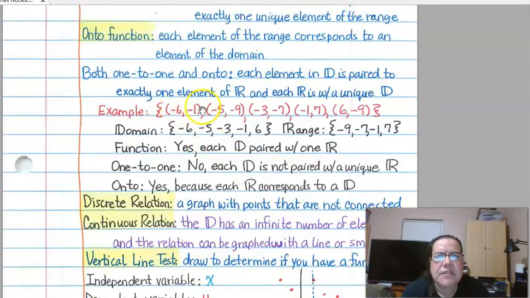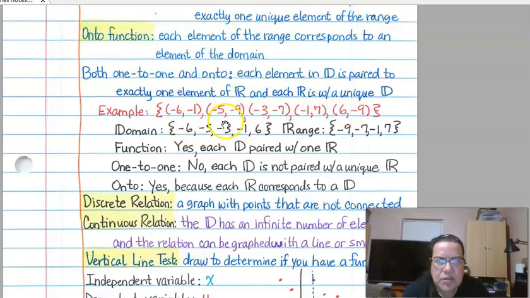Let's say we have these points, and you're trying to determine if these are functions, are they one-to-one, are they onto, etc. All right, so first of all, we need to study the domain and the range to see what we have. The domain is x, so the domain is all these first numbers here. I wrote them here as a set: -6, -5, -3, -1, and 6.